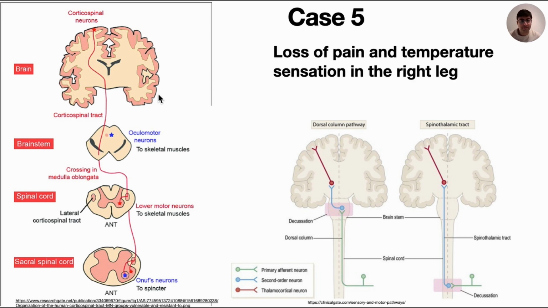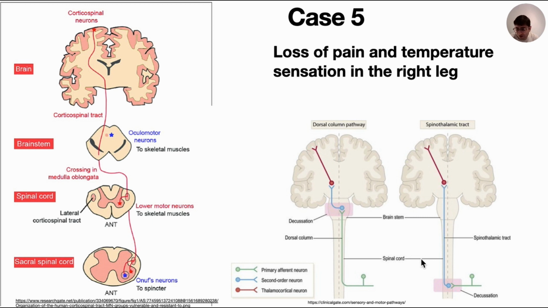Okay, so the next case is a patient who has loss of pain and temperature sensation in the right leg. So we're thinking about the spinothalamic tract. Pain and temperature sensation in the right leg is carried into the spinal cord by peripheral nerves, where it crosses to the other side of the cord before ascending up the opposite side of the cord into the opposite side of the brain and opposite sensory cortex. So here we're talking about the right leg, but this picture is showing the spinothalamic tract coming from the left side. You can see the left side coming in, crossing over to the other side of the cord, ascending up the opposite side of the cord, and going to the right sensory cortex.